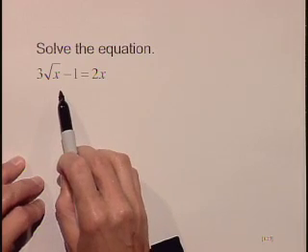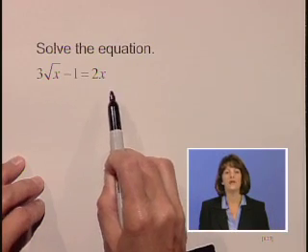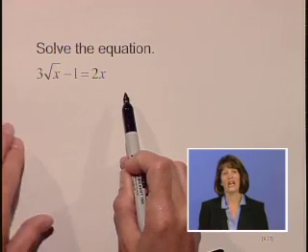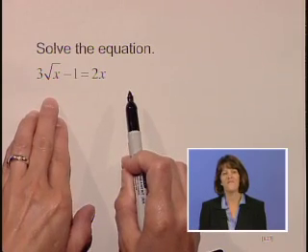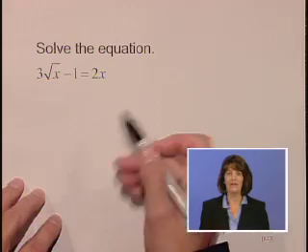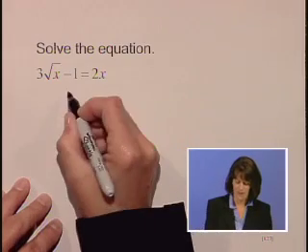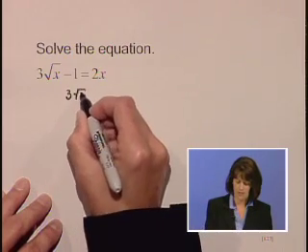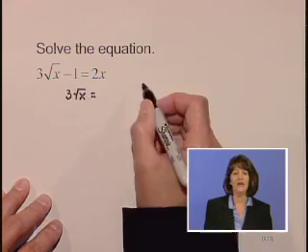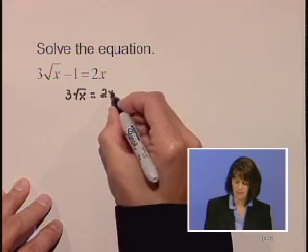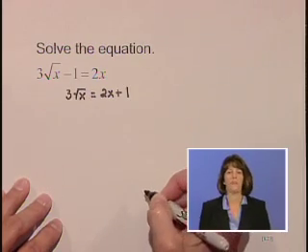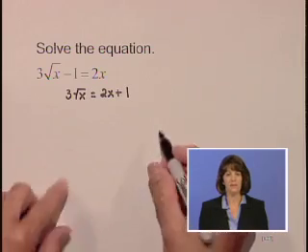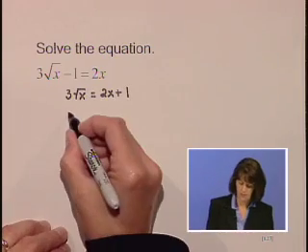Let's solve the equation. 3 times the square root of x minus 1 is equal to 2x. Here we have a radical equation. Let's first begin by isolating that square root radical. Add 1 to both sides, moving it over to the right. As the next step, let's square both sides.